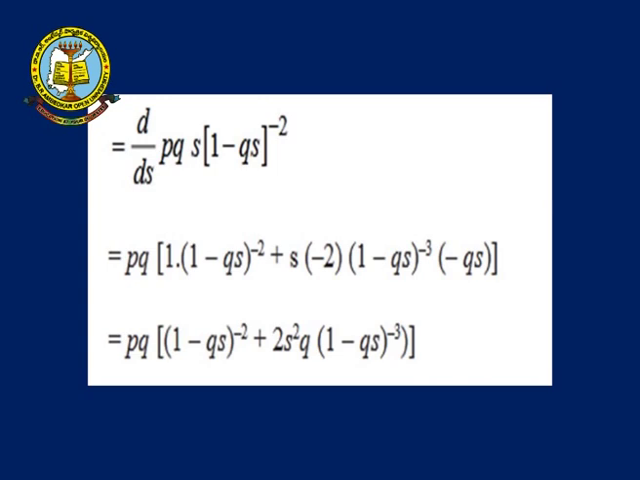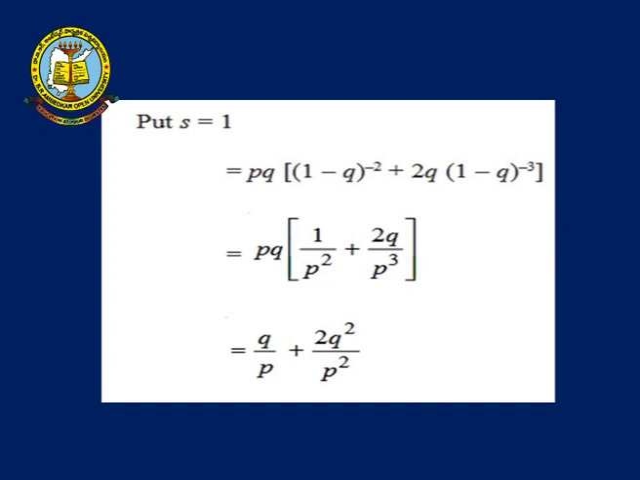We bring the minus 2 down, then (1 minus qs), following the formula x into n into x power n minus 1. So, (1 minus qs) to the power minus 2 minus 1, that is minus 3. Again minus 2 is brought down. In 1 minus qs, the 1 is a constant so its derivative is 0, then we write minus q. Then p q (1 minus qs) whole power minus 2 plus the term 2 s q into (1 minus qs) whole power minus 3.